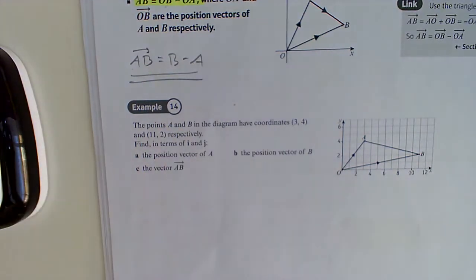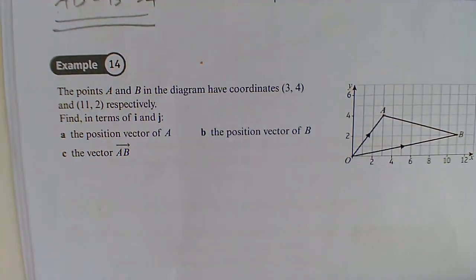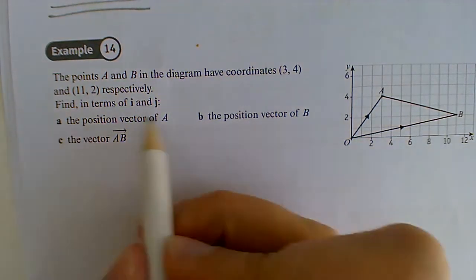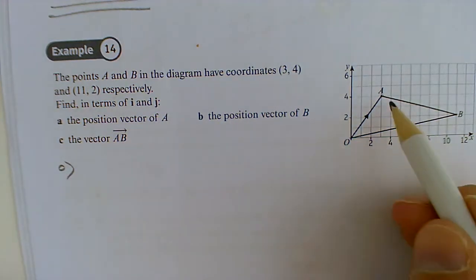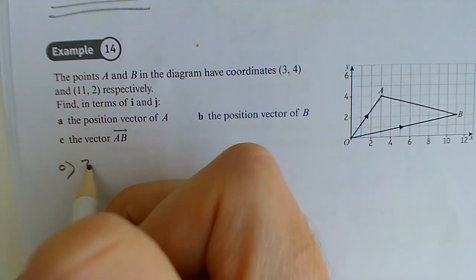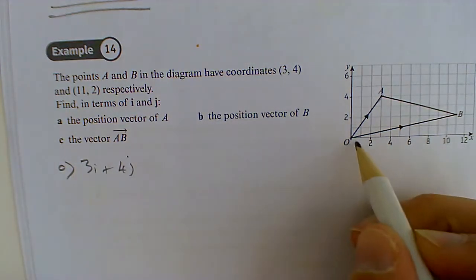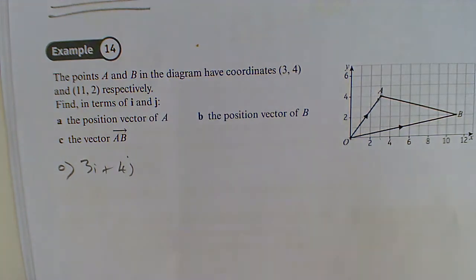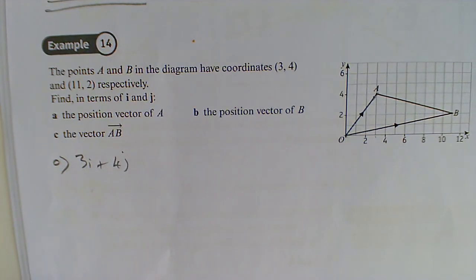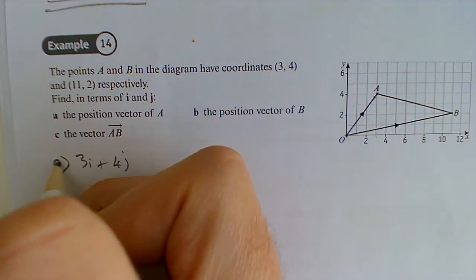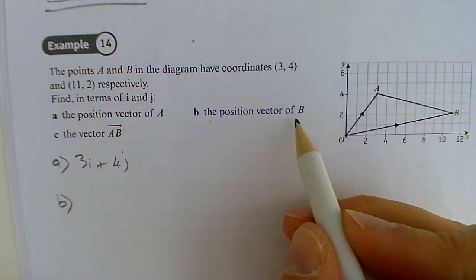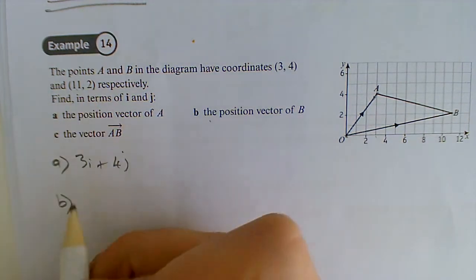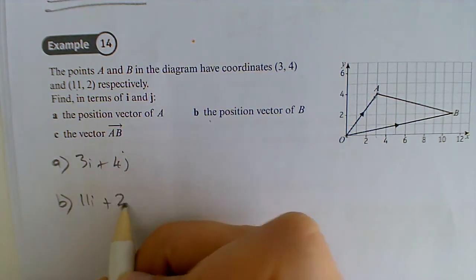So let's have a look at this one. Example 14: the points A and B in the diagram have coordinates 3, 4 and 11, 2 respectively. Find the position vector of A. Dead easy. 3, 4 just means 3i plus 4j. To get from the origin to A, that's 3 across, 3i, and 4 up, 4j. Think about what the next one's going to be. Do you want to write down your answer before I write mine? Part b, the position vector of B, and the coordinate is 11, 2, so that's just 11i plus 2j.